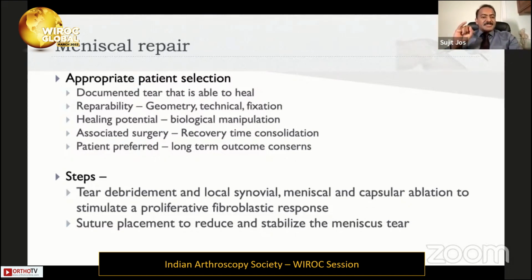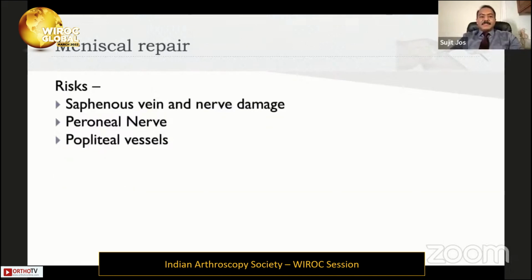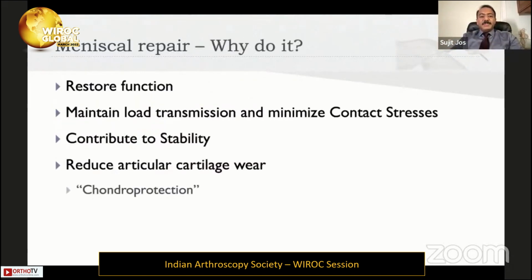So the steps of meniscus repair: the tear debridement, the local synovial, meniscal and capsular ablation to stimulate a proliferative fibroblastic response, and suture placement to reduce and stabilize the meniscus tear. Risks of meniscus repair: the saphenous nerve and vein are nearby, especially on the medial side, the peroneal nerves, the popliteal arteries. Why do meniscus repair?